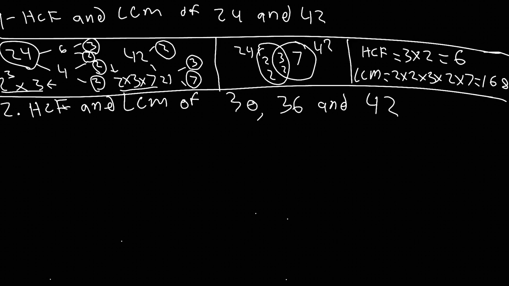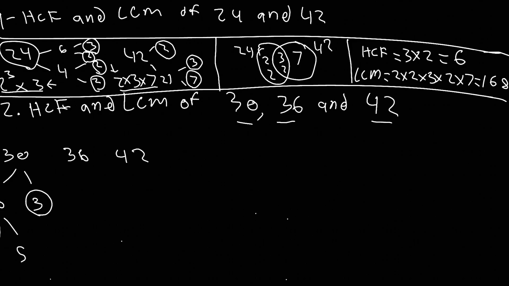For question 2, I can see that I have 3 numbers over here, so I have to be kind of cautious of them. So step 1, product of primes. So I would go ahead and do 30, 36, 42. 30 can be split up into 10 and 3. That's my first prime number. 10 can be split up into 5 and 2. Those are my 2 numbers. So I have 2 times 3 times 5.